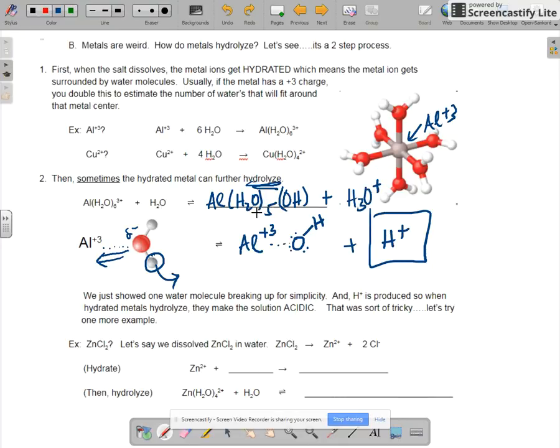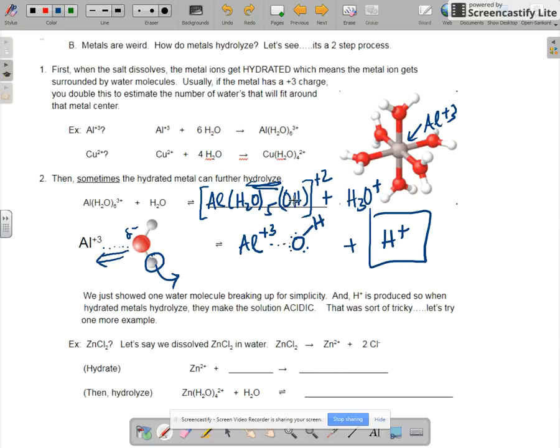We're not quite done with this guy. Aluminum has a plus 3 charge. The water doesn't contribute any charge, but this guy is an OH minus because it gained that electron pair. So you've got a plus 3 and a minus. This whole thing has a plus 2 charge, and it's called a complex ion. Imagine that. So that's what would be produced.